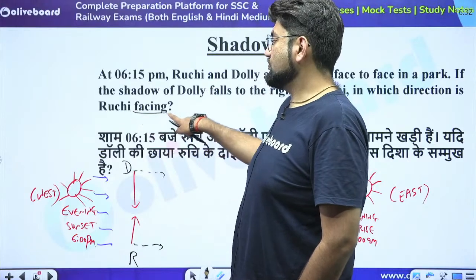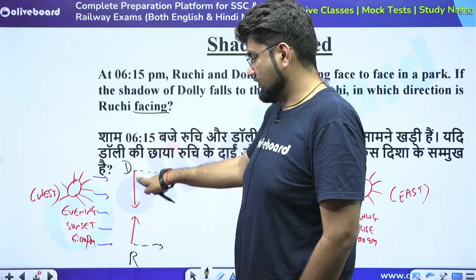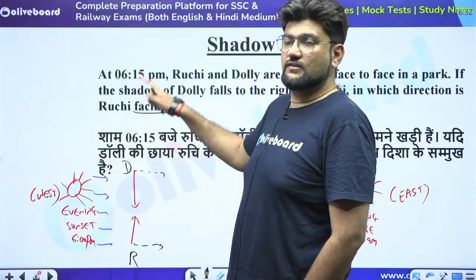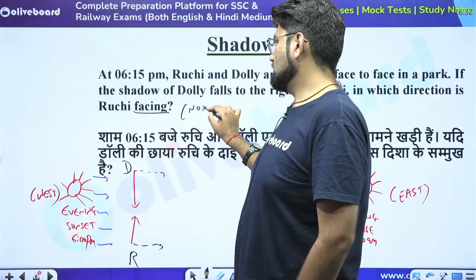In which direction is Ruchi facing? Ruchi is facing the north. Dolly is facing the south. Dolly is sitting in the north, facing the south. Ruchi is sitting in the south, facing the north. So my answer will be north.